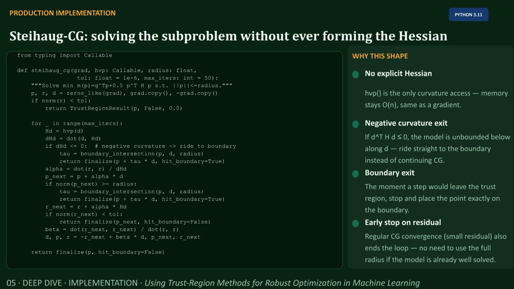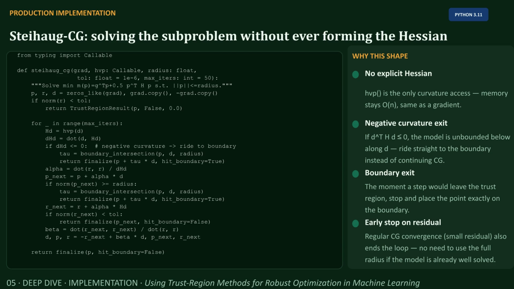The first thing to notice, there's no explicit Hessian anywhere in this code. The function takes an HVP argument, a Hessian vector product, which for any twice differentiable model can be computed with one extra reverse mode pass at roughly the cost of one more gradient evaluation. That keeps memory linear in parameter count, the same order as plain backpropagation. Two exit conditions make this different from textbook conjugate gradient.